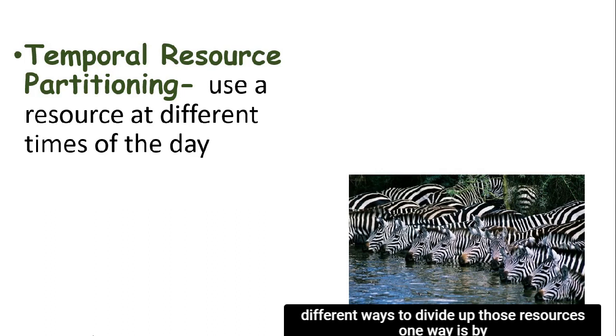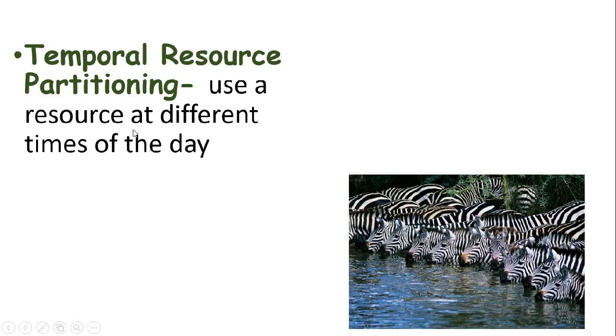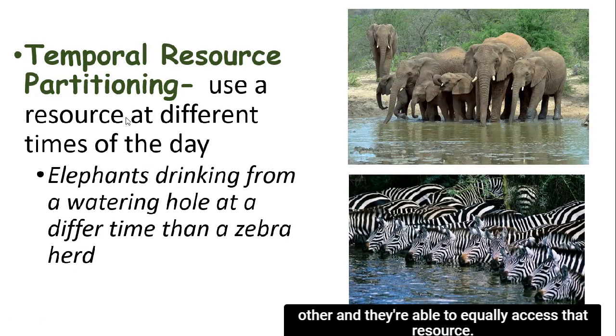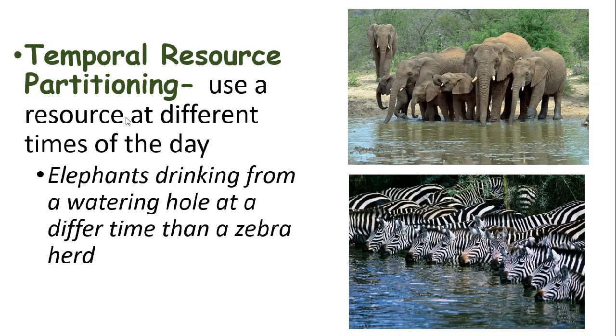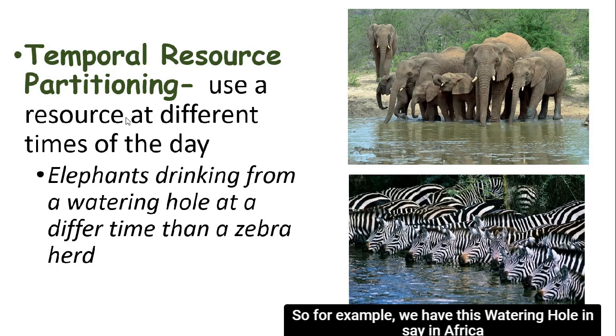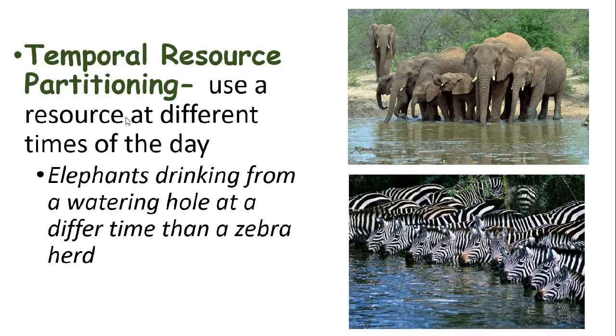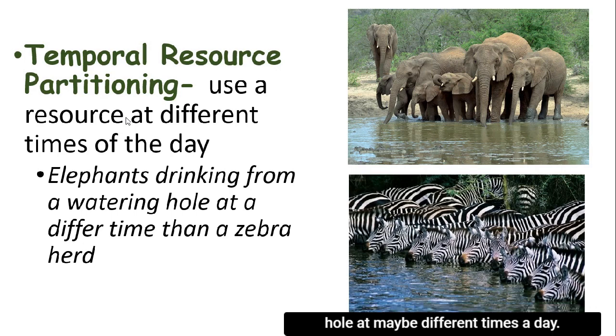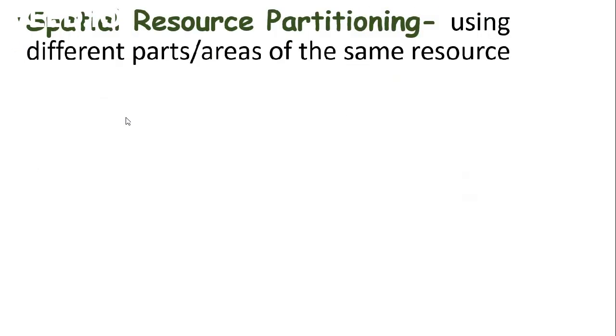One way is by temporal resource partitioning. Temporal refers to time, whether it's minutes, hours, days, months, whatever. But here, of course, we're looking at day. So they're using the same resource at different times of the day. And that way they're not coming across each other and they're able to equally access that resource. So for example, we have this watering hole in, say, Africa, and this herd of elephants and herd of zebra use this watering hole at maybe different times of the day so they're not competing with each other.